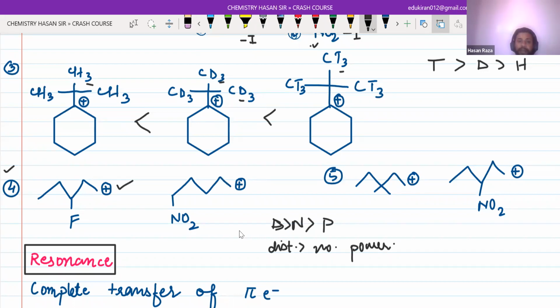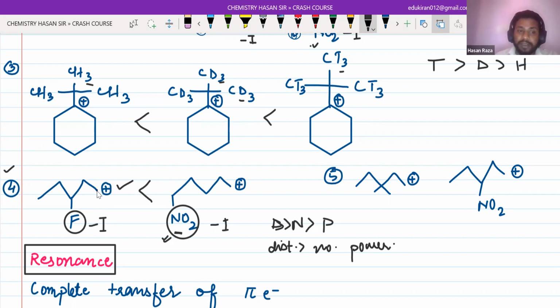There is deficiency of electron, and there is a fluorine which is just near to this carbocation, and there is NO2. Both will have minus I effect. Since NO2 is farther away from this carbocation, its power decreases, and hence it is more stable. Fluorine is nearer, so it will withdraw electron of this carbocation more easily than this. That's why NO2, this is more stable.